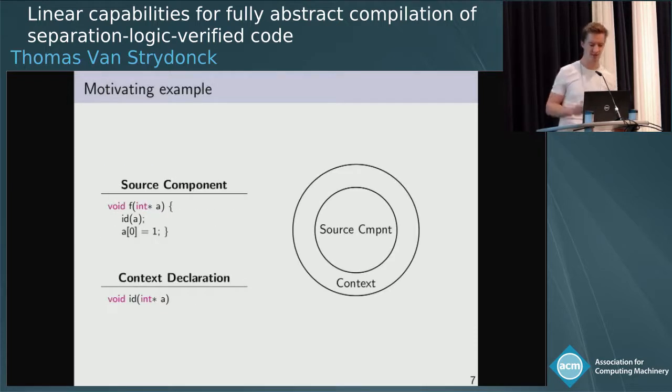So our motivating example looks as follows. We have a source component, which consists of a function f, and we have an untrusted, unverified context function, which is just supposed to be an identity function. Let's quickly have a look at what this function f does. It accepts an integer pointer a, and in this talk we conflate the notion of pointers and arrays, just for simplicity reasons. It passes this a to an identity function, so nothing should happen to it, and then it mutates the first element of this integer array a, setting it to 1.